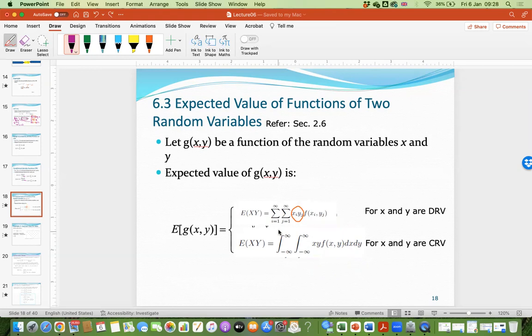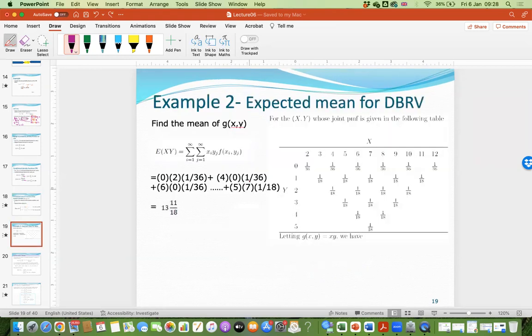So I'll show you one example for the discrete random variable. In this case, find the mean for the probability of xy in this table. I know that the mean is xy times the f of x, y. So in order to find the mean, I have to multiply 2 times 0 times 1 over 36. Can you see that? You have to do this all in order.